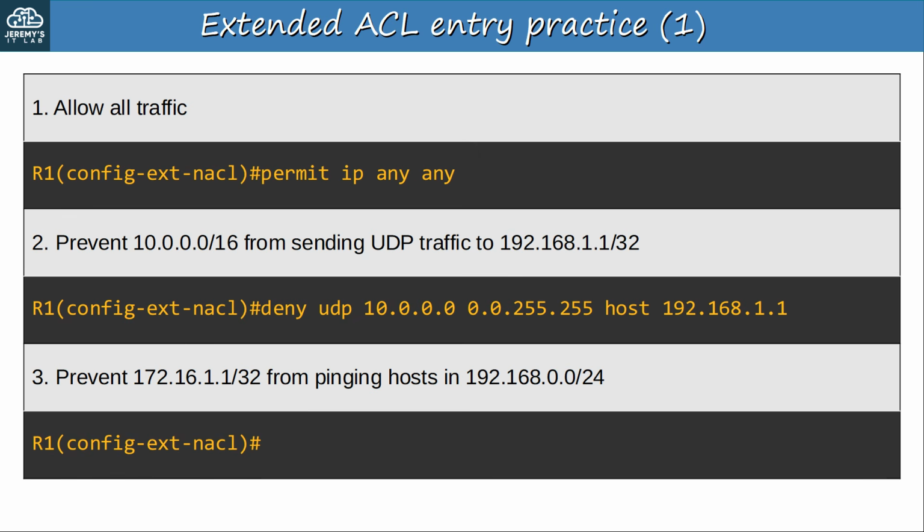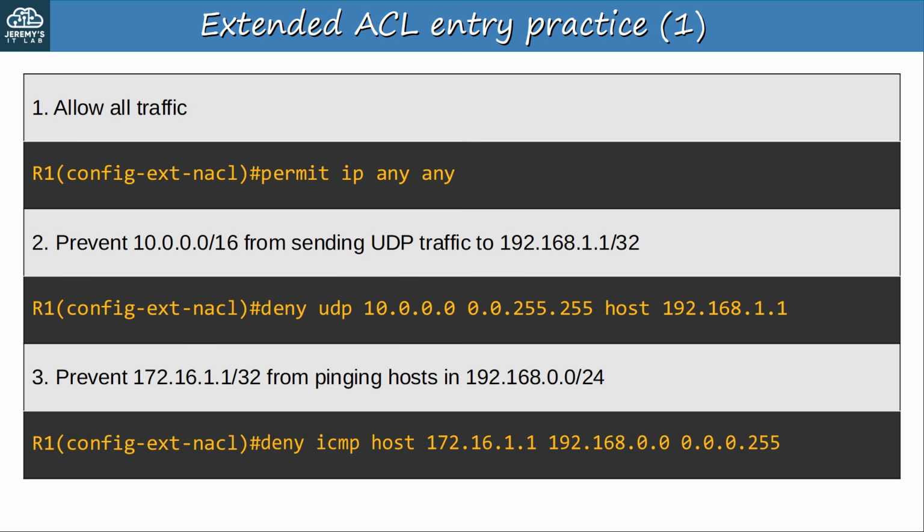Next, let's check number 3. Prevent 172.16.1.1/32 from pinging hosts in 192.168.0.0/24. What protocol does ping use? Let's check the answer. Deny ICMP. That's the protocol for ping.